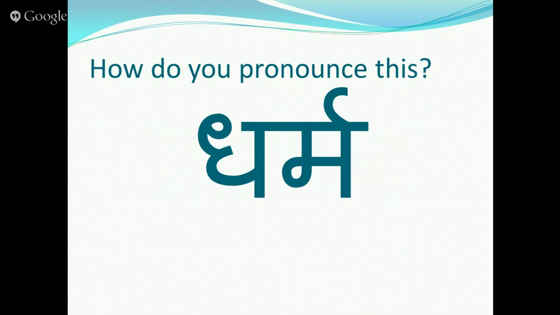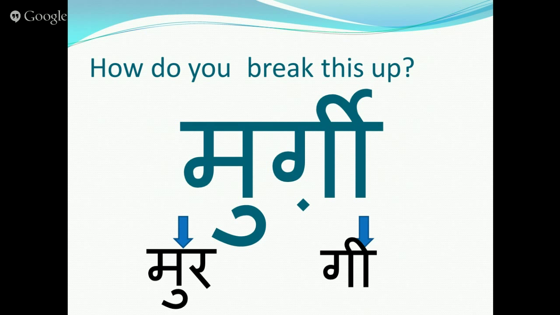But here we're reading what direction? Top to bottom. So the order is still the same. Mu, followed by the r, followed by gi, murgi, murgi.